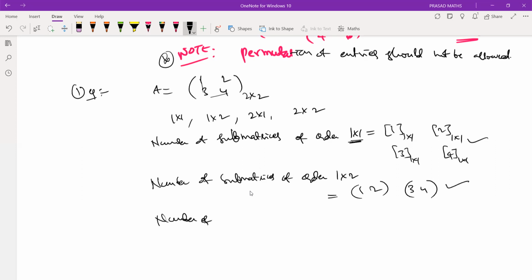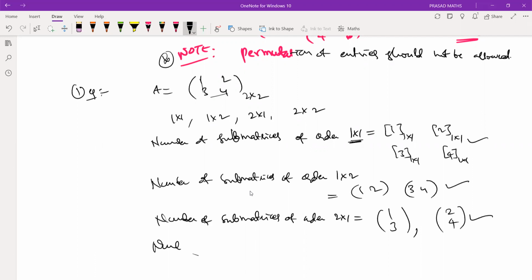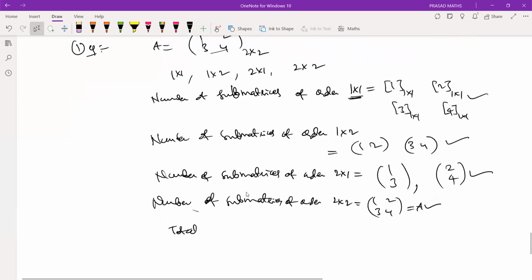Number of submatrices of order 2 by 1: there must be only 1 column, that is 1 column and 2 rows. Delete the second column: 1, 3. Then 2, 4. Next, number of submatrices of order 2 by 2: 1, 2, 3, 4, only itself, one. Now tell me the total number of submatrices. Nine.